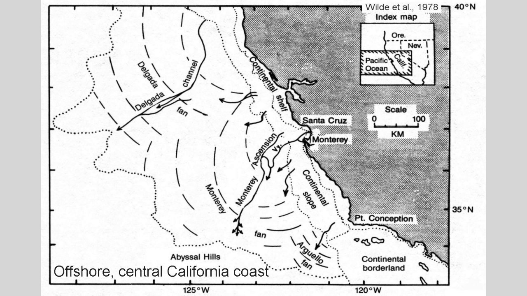If we take a look at the coast of Central California, we have several submarine fans off that coast. We have the Delgada fan, which is fed by a channel which comes up very close to the beach. Then we have the Monterey fan, pretty much opposite Santa Cruz and Monterey, which is also fed by a couple of channels that come very close to the beach. Then we have a much smaller fan down by Point Conception, the Arguello fan. So it's kind of like an alluvial fan, but at the base of the continental slope.